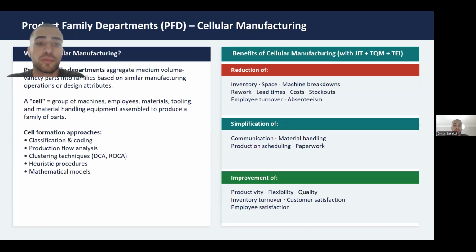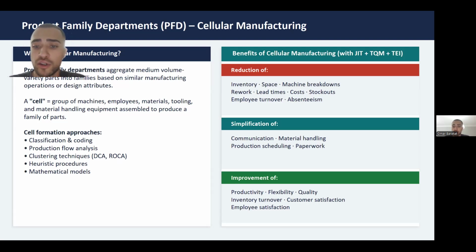Product family or group technology departments aggregate medium volume variety parts into families based on similar manufacturing operations or design attributes. The machines required to produce that family are then grouped together to form a cell. The most common cell design groups machines, employees, materials, tooling, and material handling equipment together. Everything the part family needs in one physical space. The before and after comparison is striking.